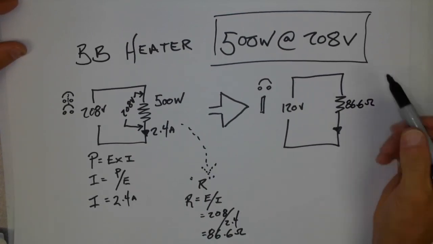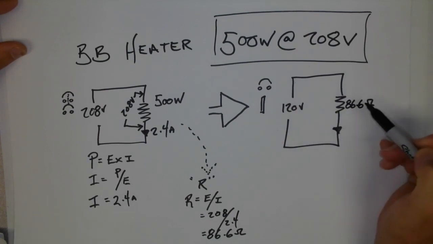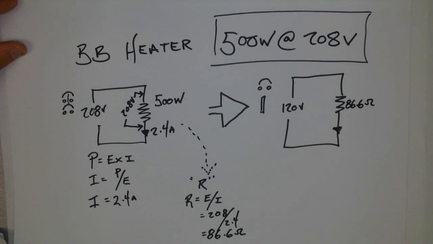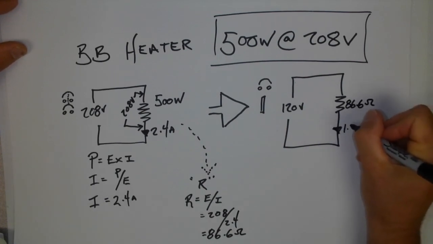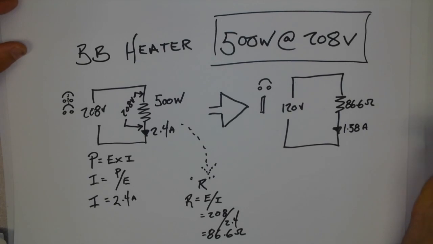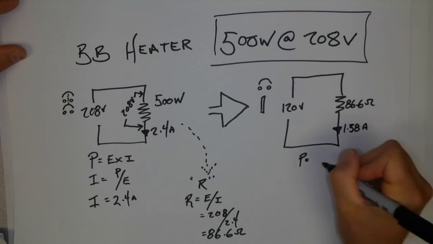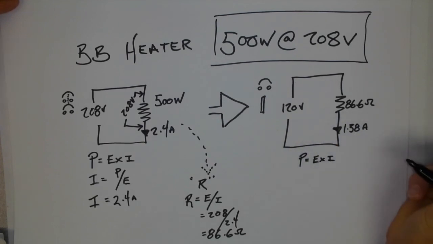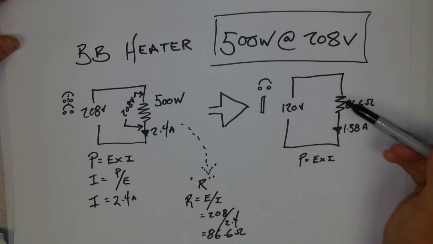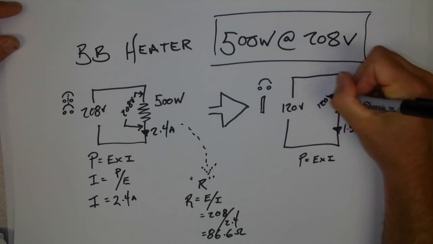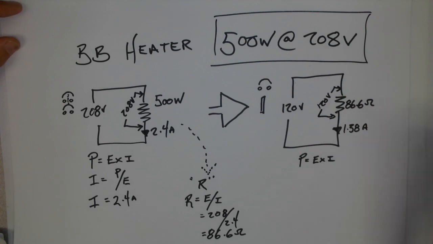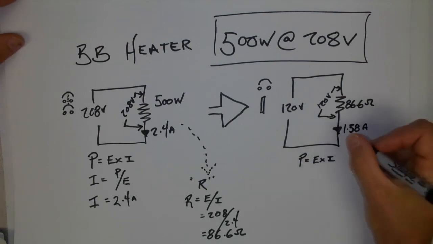86.6 ohms, which means now that I have the new voltage and the ohms, I can work out the current and the power. So 120 divided by 86.6 gives me 1.38 amps. And from here, we can then work out the power. P is equal to E times I, and also I squared R and all the rest of them. So I'm just going to keep it consistent and say E times I. Well, it's 120 volts across this particular heater now, 86.6 ohms, 120 times 1.38 gives me 165.6.